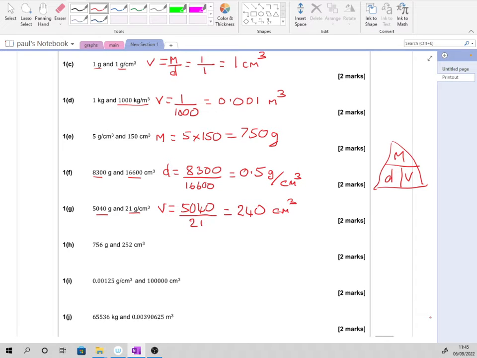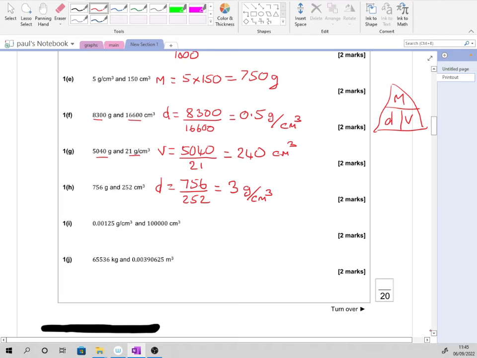240 centimeters cubed. Right, we've got the mass, we've got the volume, so we need to find the density, which equals the mass divided by the volume. 756 divided by 252 is 3, so the density equals 3 grams per centimeter cubed. I'm sure they're going to mix things up in a minute. Once you start mixing units, it gets really complicated.